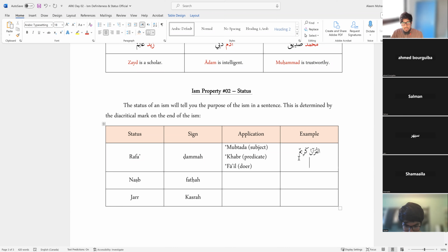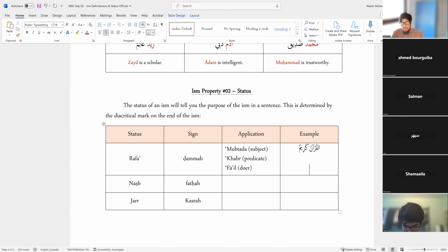Okay. And then for a fa'il, let's say we have our classic example here. خَلَقَ اللَّهُ آدَمَ. Right? Can you guys tell me which word in here is in a state of rafa?